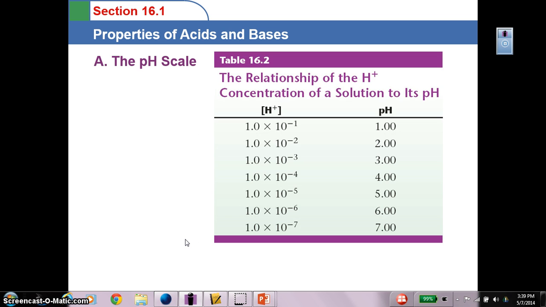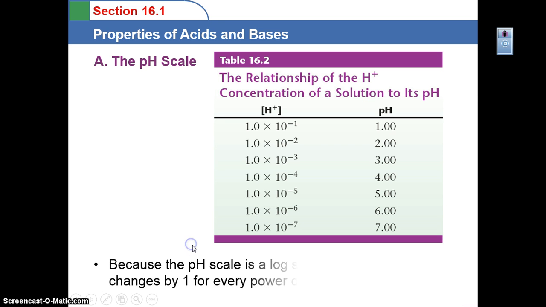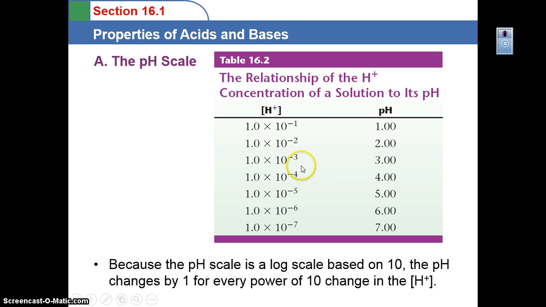Here's a copy of a pH scale showing the relationship of the H plus ions to its pH. So 1 times 10 to the negative first, the pH is 1. 1 times 10 to the negative second, the pH is 2, and so on. And what you'll notice is how much of a jump there is between each of the H plus ion concentrations. The pH scale is a log-based scale. So the pH changes by 1 for every power of 10 that changes in the H plus ion. So even though there's only a difference of 1 here, there's a difference of a power of 10 between these two. So it's a logarithmic scale.